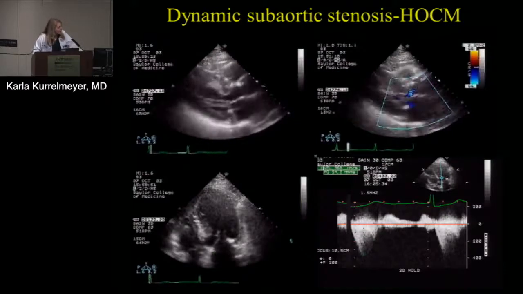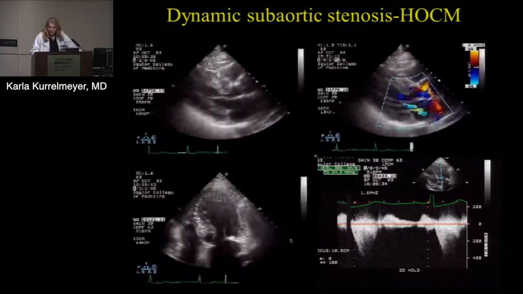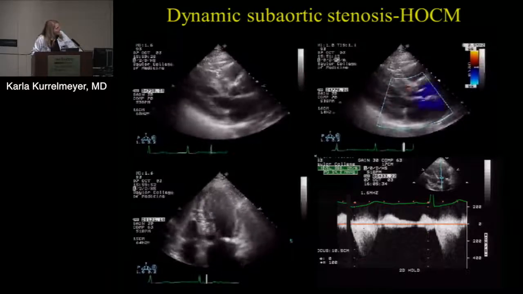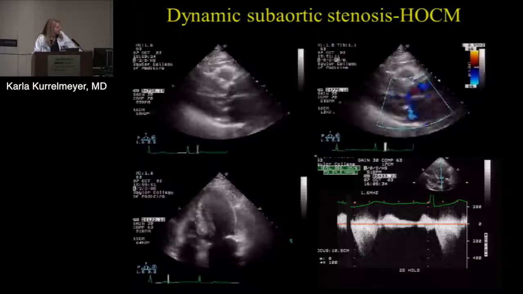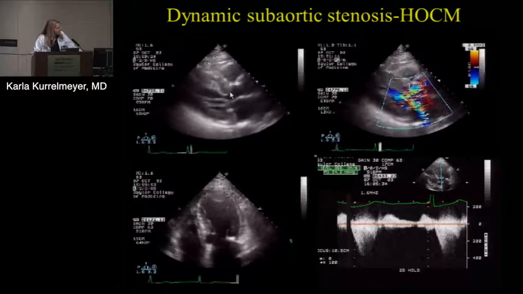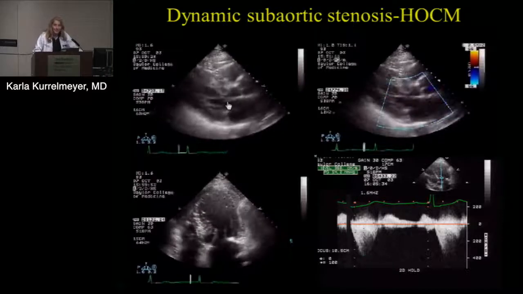So this is also a fairly uncommon form of aortic stenosis, but here we see it all the time because we're a referral center. And this is dynamic subaortic stenosis due to hypertrophic obstructive cardiomyopathy. And you can see that the obstruction is right here in the left ventricular outflow tract, and it's caused in mid-systole by multiple different factors.